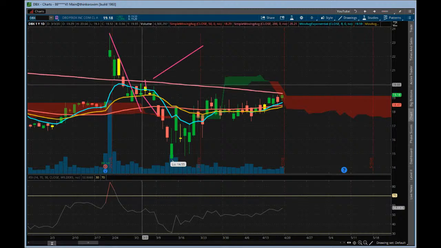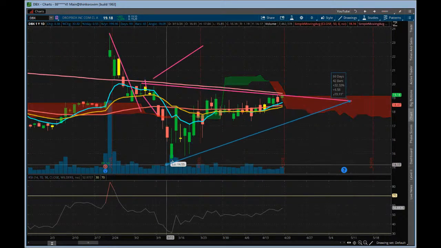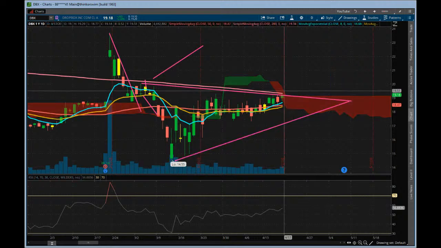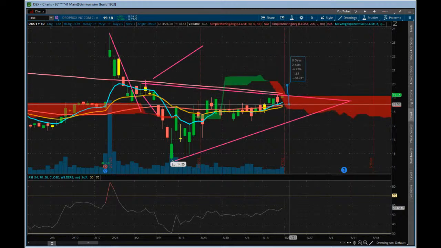DBX, getting tight. Getting very, very tight here. Right? So it's a big triangle move right here. It's right at the cloud. It's right at the 2-day moving average. Lots of sideways action. Right? It needs a breakout candle. It really does. It needs that, and then some volume, and see if it can work its way up to those prior highs. So that'd be cool.